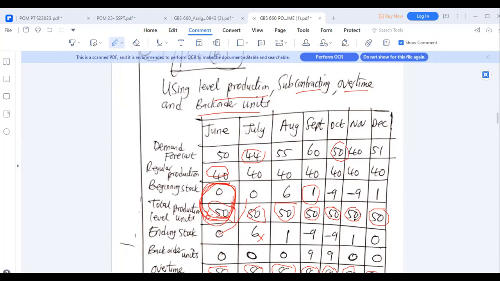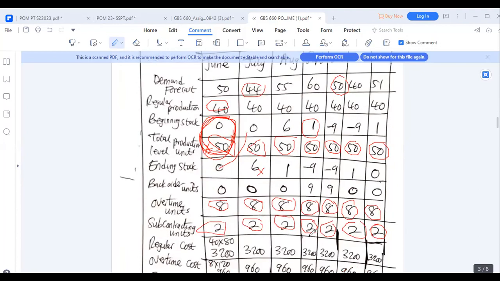To meet the demand of 40, we have ending stock of 1. 1 comes here as beginning stock. 1 plus the 50 production is 51. To meet the demand of 51, you have 0. So these negatives are simply indicating that we have done all our best, whatever we could have done, but we still have a negative here. We don't have the physical stock to meet the demand.